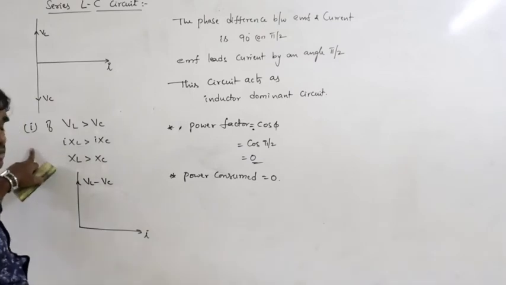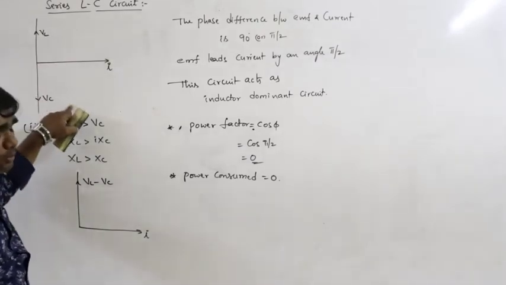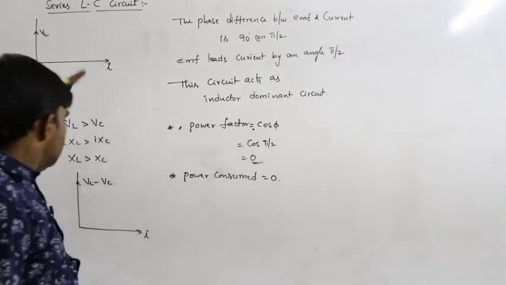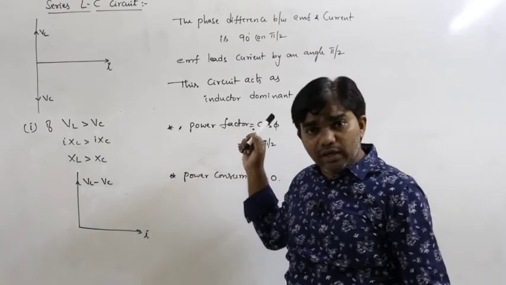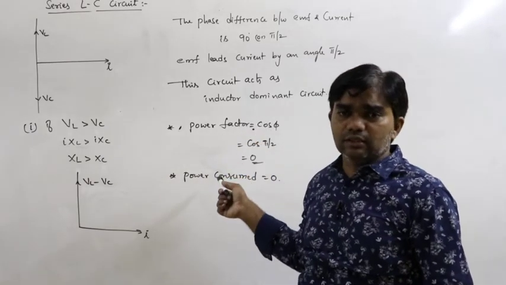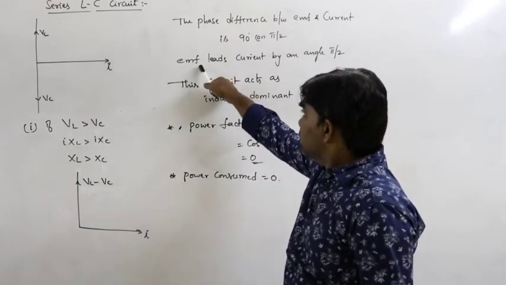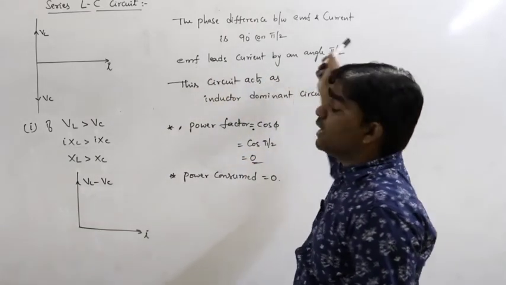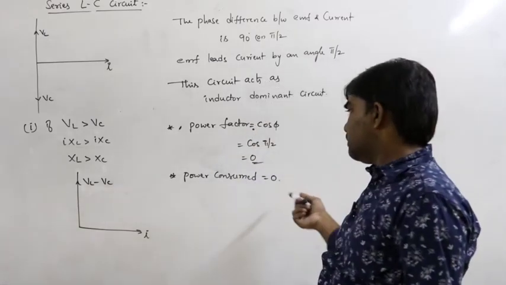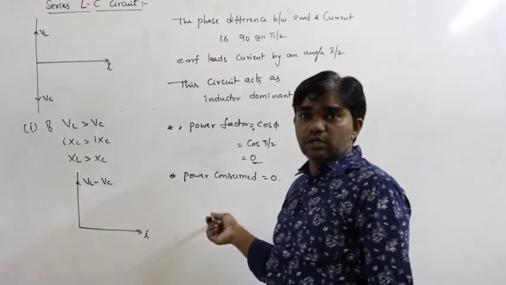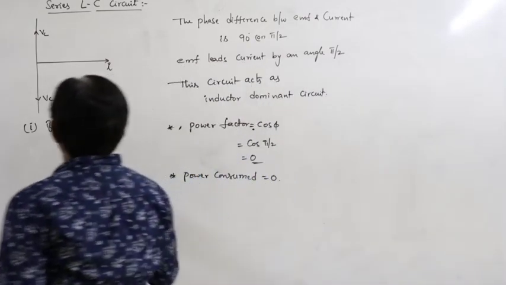So, this is the first case. What is the first case here? Potential across the inductor is greater than the potential across the capacitor. Then the circuit acts as an inductor dominant circuit or pure inductor circuit. In a pure inductor circuit, EMF leads current by an angle pi by 2. So therefore the power consumed must be equal to 0. So that is the first case.